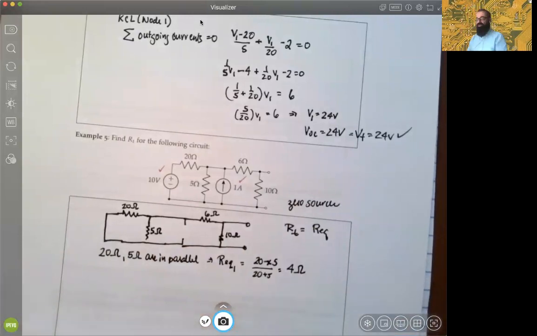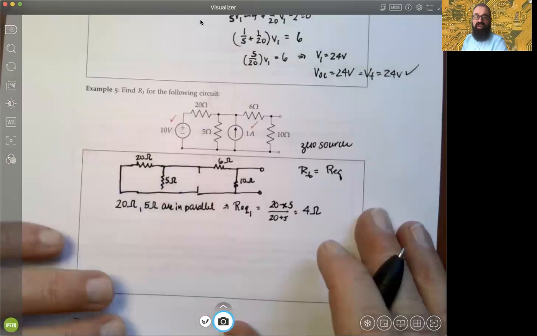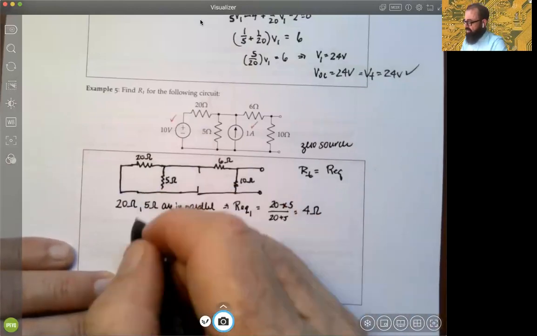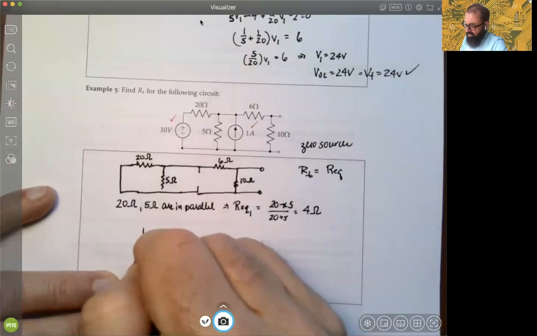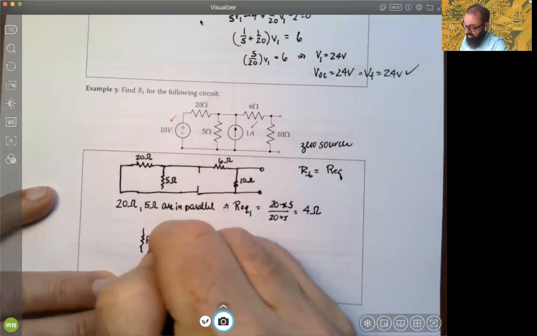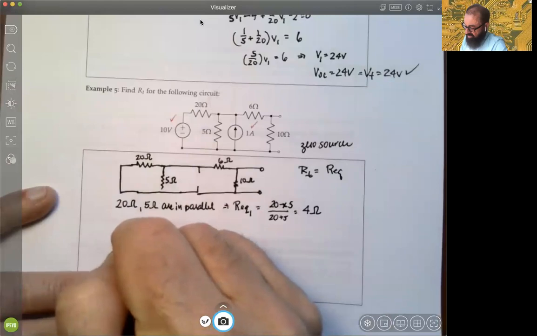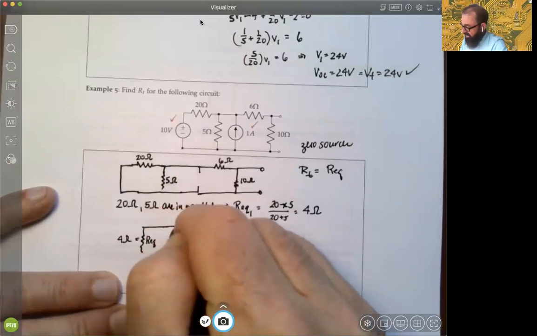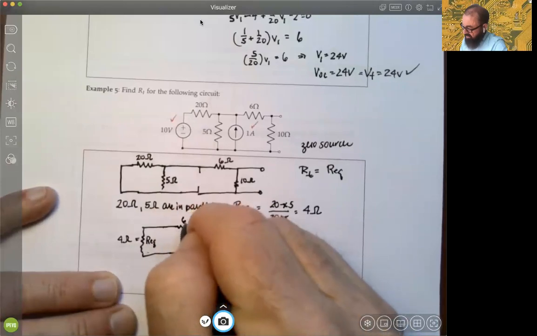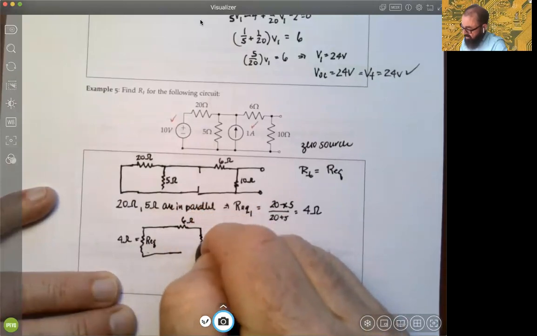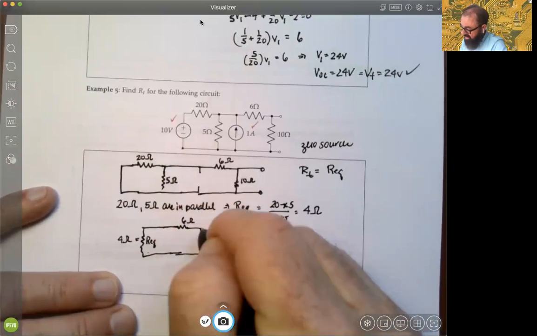And maybe just to make sure we're not jumping too far ahead of ourselves, you could go ahead now and put it in. So these two in parallel simply become REQ equals 4 ohms. And then you still have the rest. I'm not going to draw that open circuit this time. You still have the other two, the 6 ohms, and then you have the 10 ohms, okay?